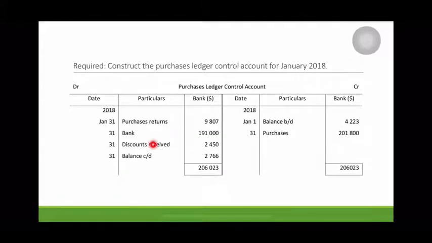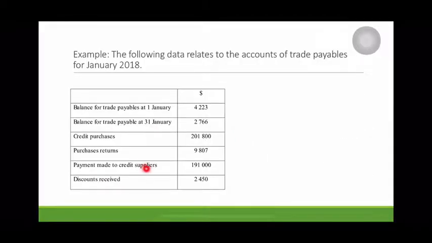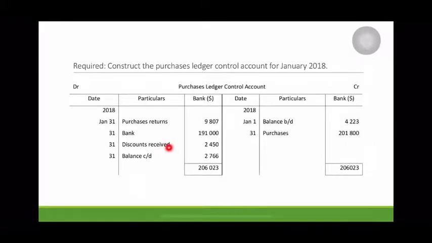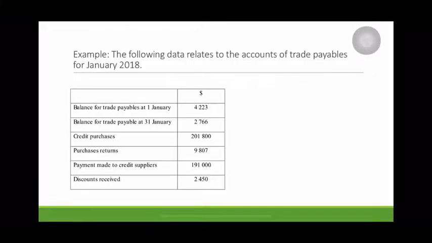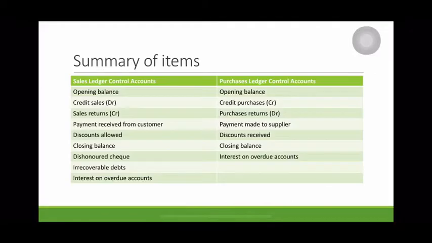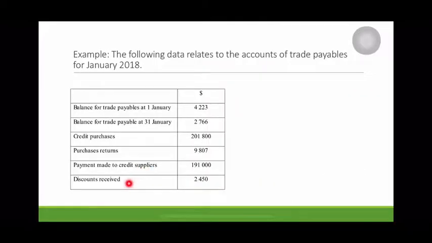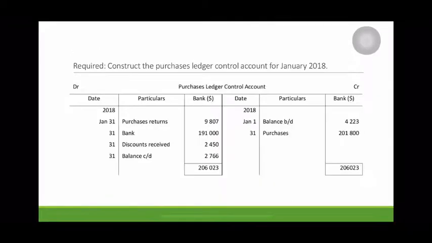And then we want to know how much of these purchases have we paid for. So we look at the cash book, which is the payment made to credit suppliers. So this is the payment that you have made. How much purchases have you paid for? And then we also have the discounts received. How much discount have we been given by our trade payables? This is also given in the table. Okay?